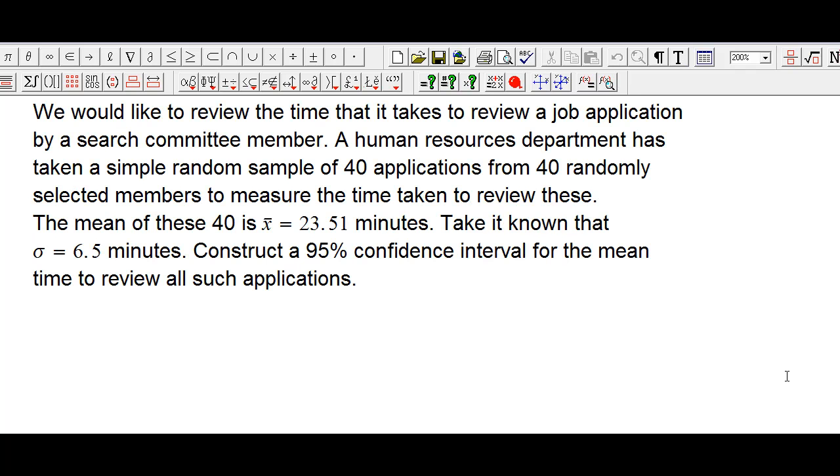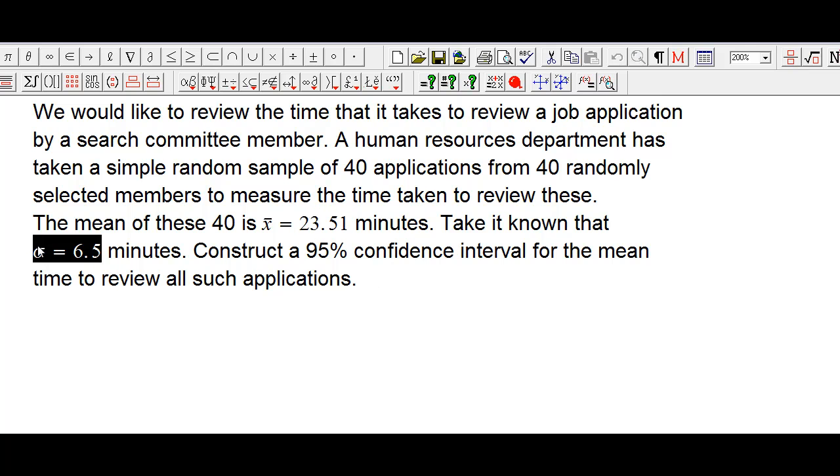Okay. So here we are working on this scenario, right? Once again, what we have here is a simple random sample of 40 applications, and of course these are from 40 randomly selected members in a large company, and they want to estimate the mean time that it takes to review all such applications, right? Okay, so the sample mean is what?